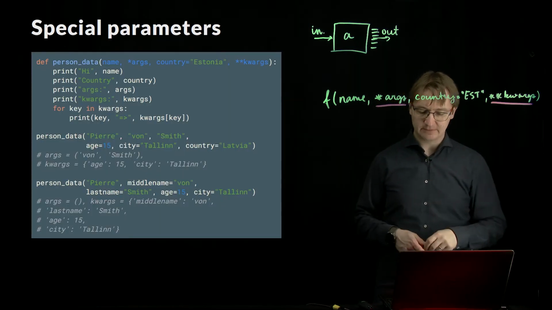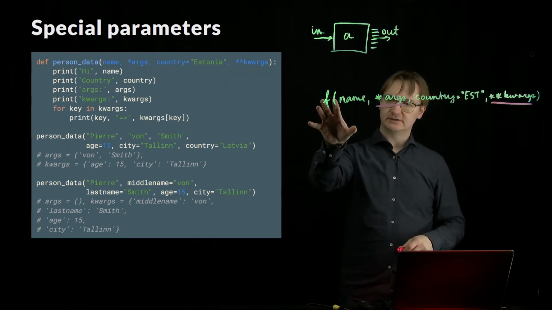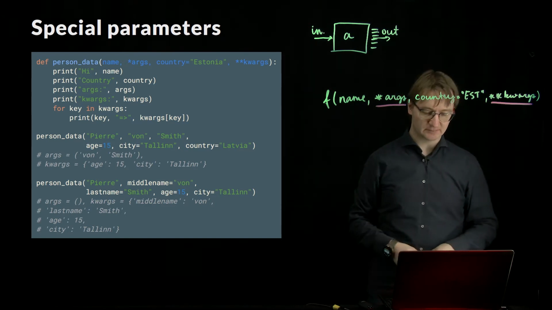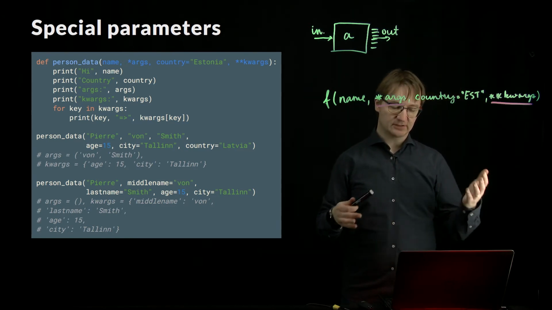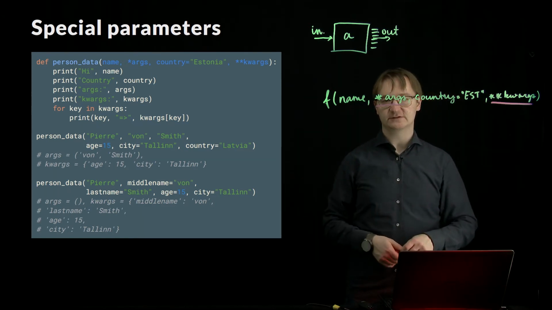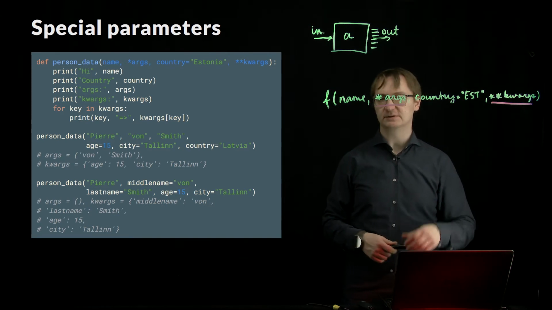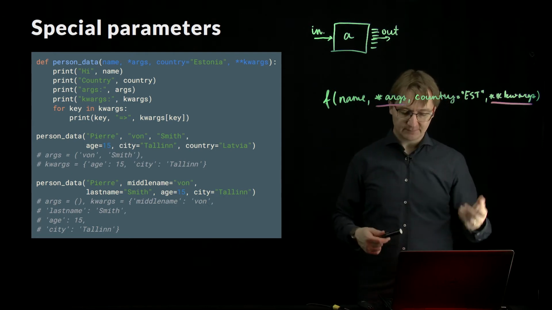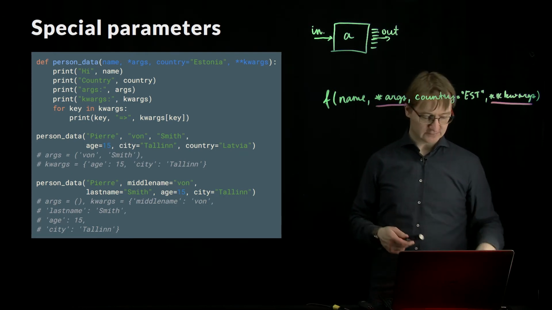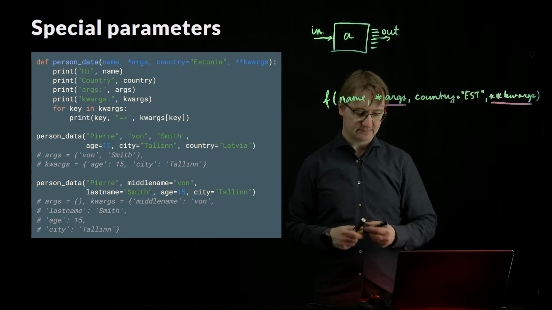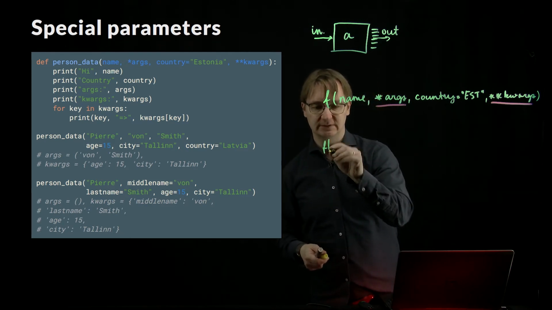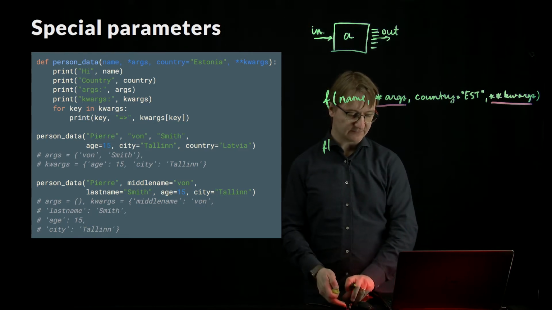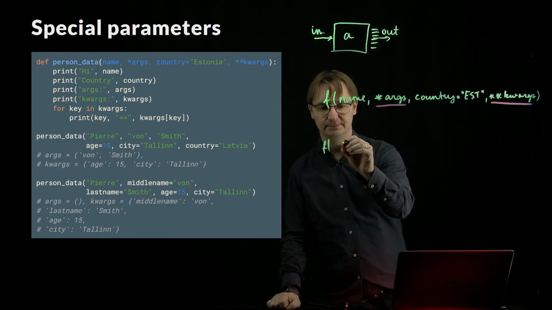So here's an example. Basically I have the same definition. We have a name, then we have args, then we have a country, and then we have this kwargs. The content of the body of the function is not really important. It prints out different parts of those parameters. But let's see what happens if we call this function. We will have three different values here. So first we will have Pia.